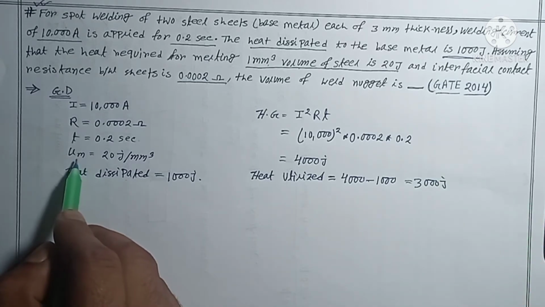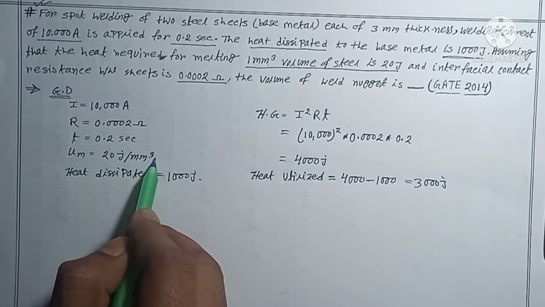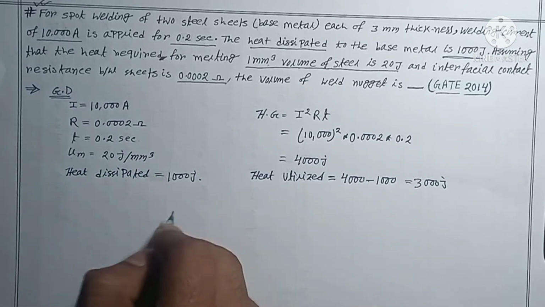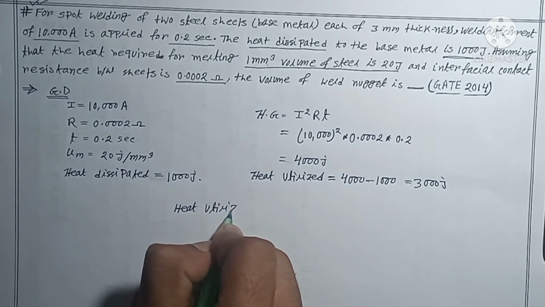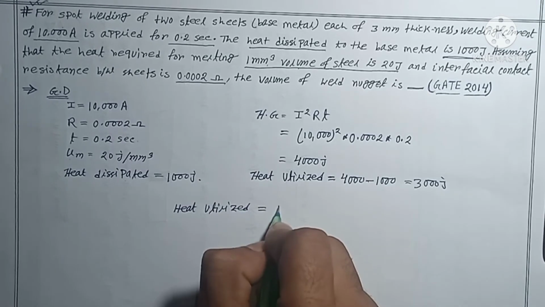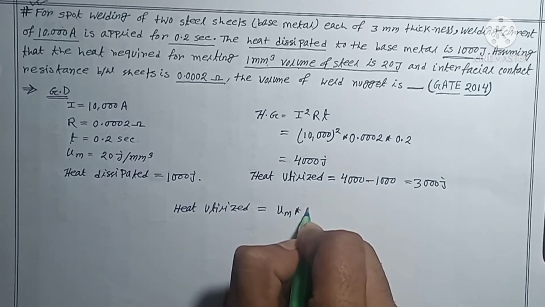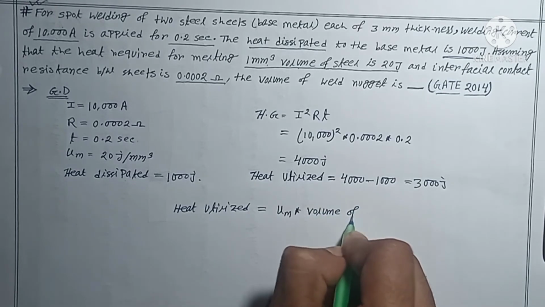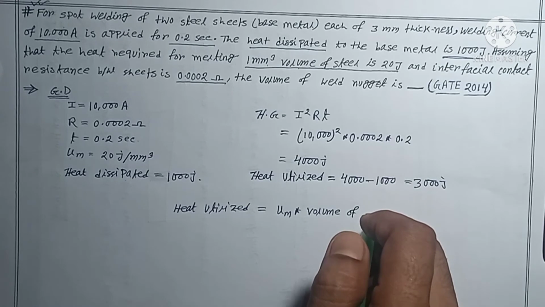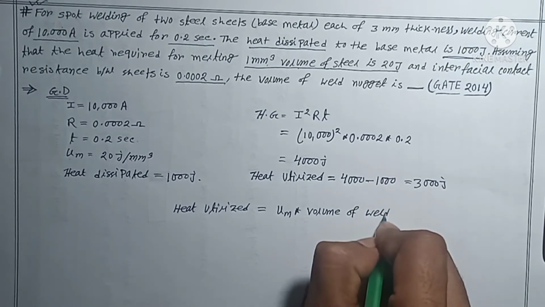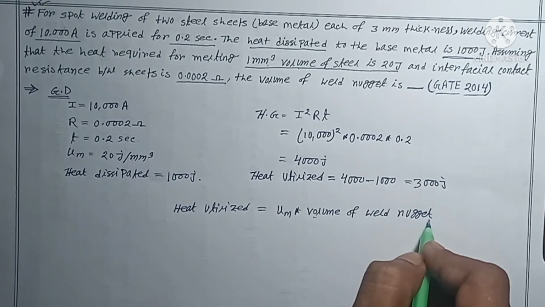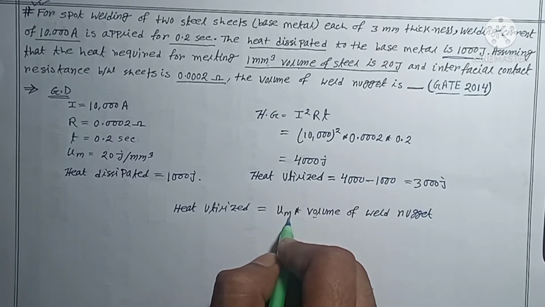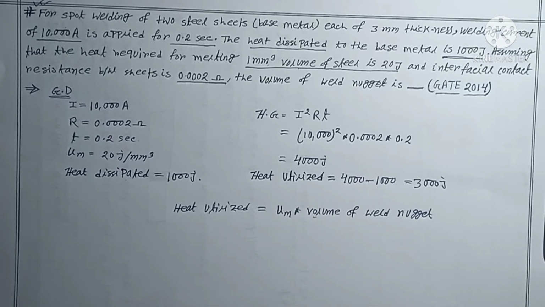Now here in the question they provide us the unit melting energy, 20 joule per mm cube. So what can we write? This total heat utilized is basically equal to your unit melting energy times the volume of nugget, or volume of welding. Am I right or wrong? Whatever the total volume of weld nugget, if you multiply it by the unit melting energy, then you will get the total amount of heat which is used to perform the welding.